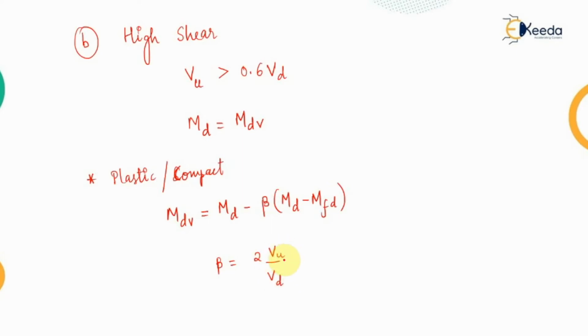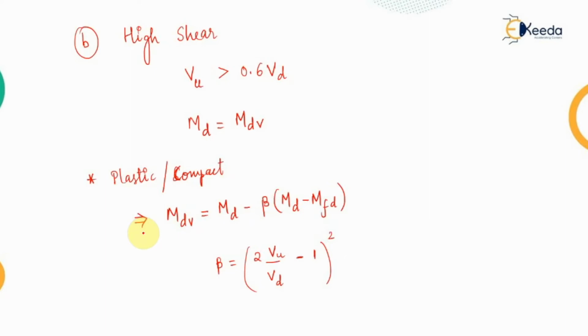Now in this case, this beta, which is a constant value, will be given by 2 Vu by Vd, where Vu is the externally applied shear force and Vd is the design capacity of the section in shear, and its square. So this relation will give us the value of beta, and that value of beta will be put in this equation.